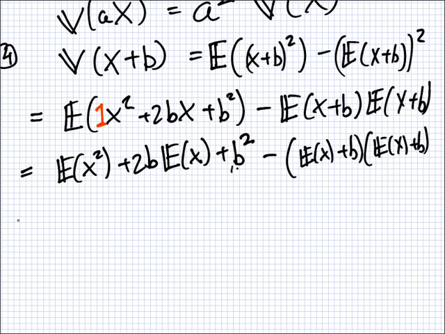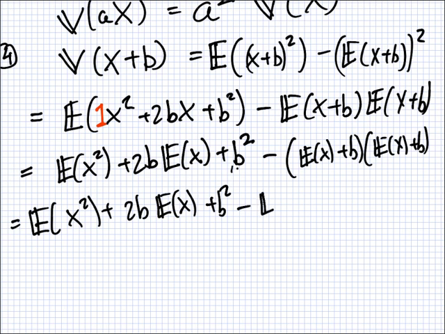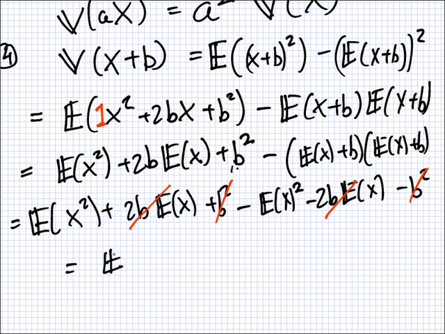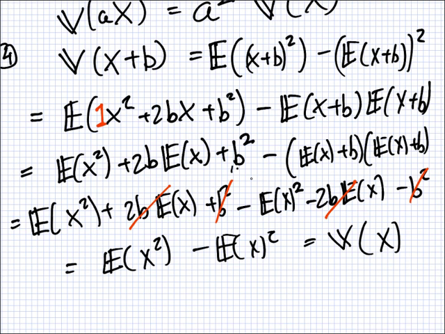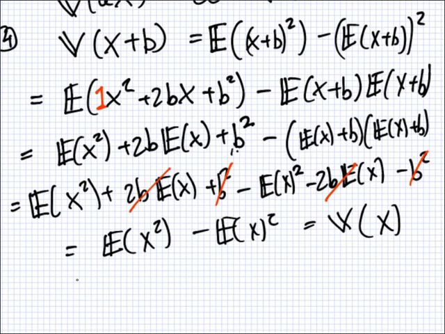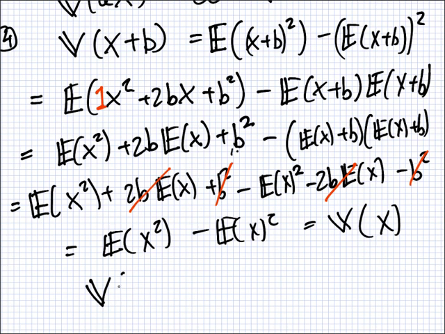Okay, so let's expand again: the expected value of X squared plus 2b times the expected value of X plus b squared minus the expected value of X squared minus 2b times the expected value of X minus b squared. Now you notice a lot of stuff cancels. The b squared cancels with the minus b squared, and this one cancels with that one. You're left with something you should recognize again: the expected value of X squared minus the square of the expected value of X. Now this one's quite interesting. It means there's no effect from adding the b, which is perhaps surprising. But if you think about it for a moment, it'll make sense. So the rule is like this.